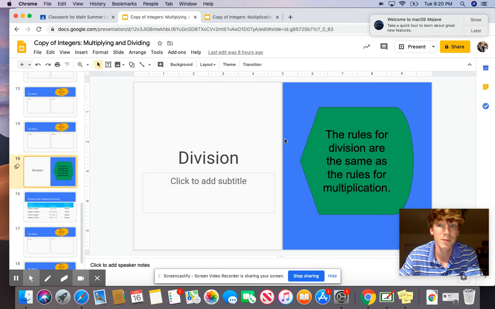Division, the rules are exactly the same. Okay, don't stress about it. If the signs are different, it's going to be negative. If the signs are the same, it's going to be positive. Okay.